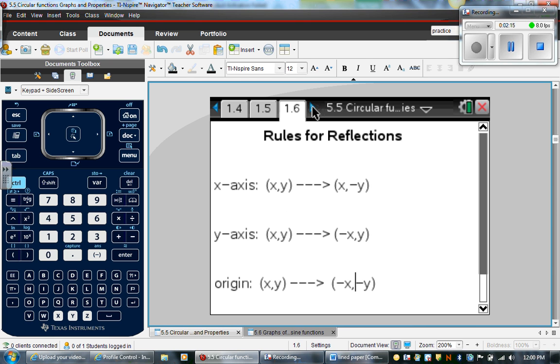All right, so we do have some rules for reflection, and I do ask that you get these written down on a note card so that you have them memorized. When you're reflecting over the x-axis, you have the point xy. That point, when reflected, becomes x, negative y. So you're negating the y coordinate. When we reflect over the y-axis, xy becomes negative x, y. And when we're reflecting over the origin, xy becomes negative x, negative y.